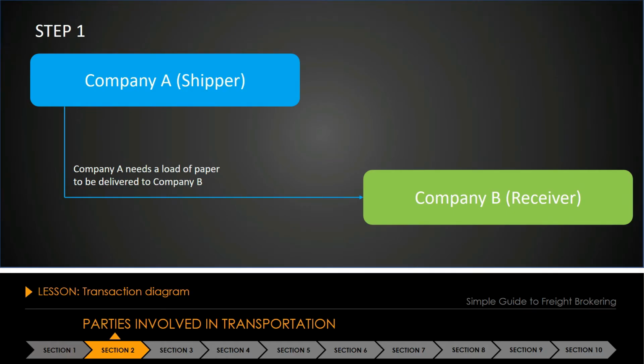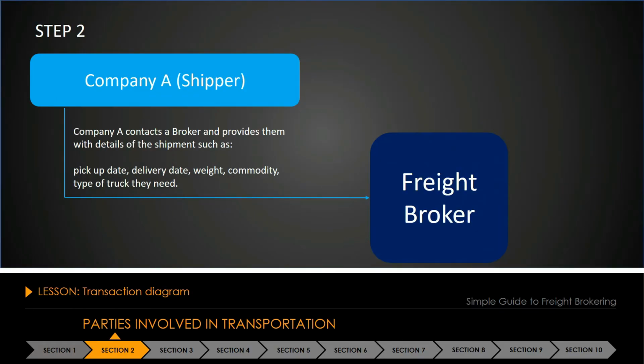Transaction diagram. Now let's briefly look at how a typical transaction would take place between the parties we have discussed in previous lessons. Company A, the shipper, needs a load of paper to be delivered to Company B, the receiver. Company A contacts a broker or several brokers and provides them with details of the shipment, such as the pickup date, the delivery date, weight, commodity, and the type of equipment needed.